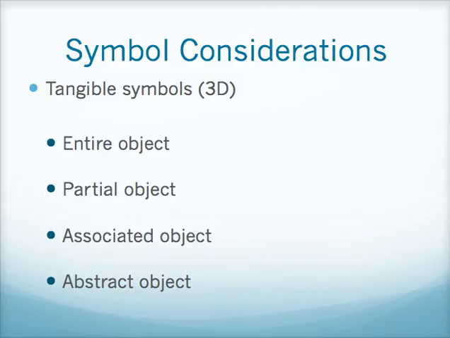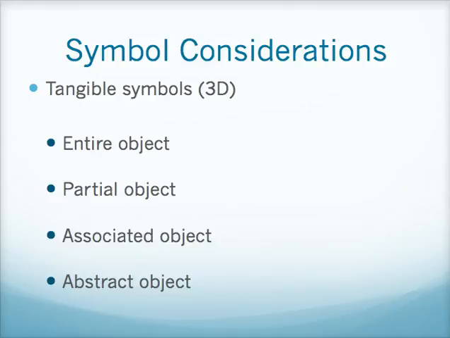Now, when talking about symbol considerations, it's really important to remember that the type of symbol that we choose to use is really dependent on the sensory needs of our students. In addition, what are the cognitive skills of our students? For example, if we're working with students who are deaf and blind, we obviously are going to need to use much more tangible symbols to accommodate the higher sensory needs of those students.